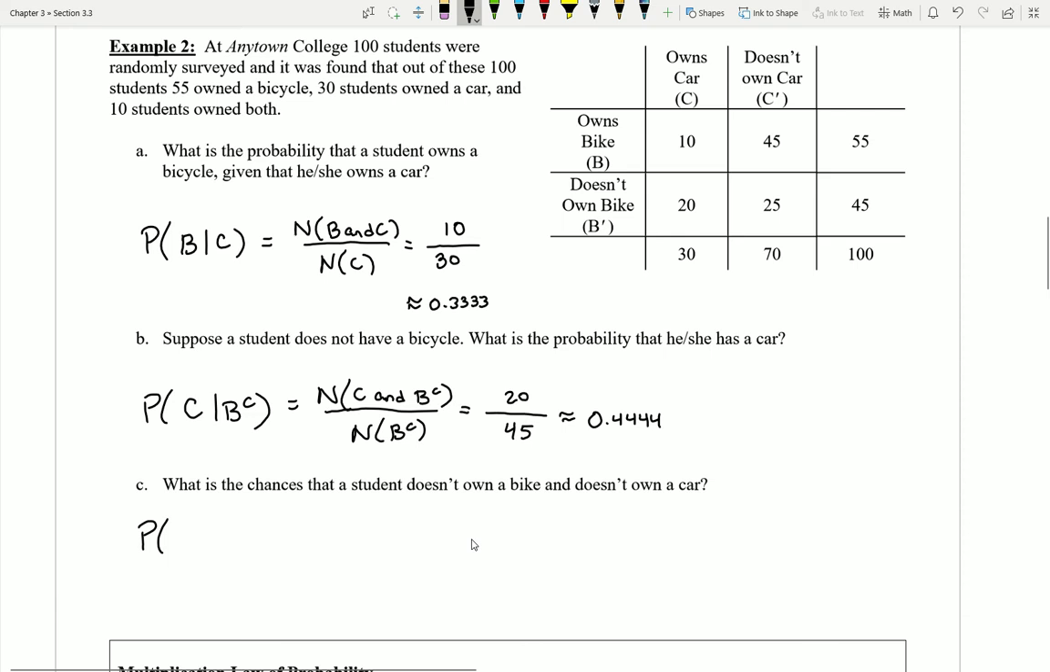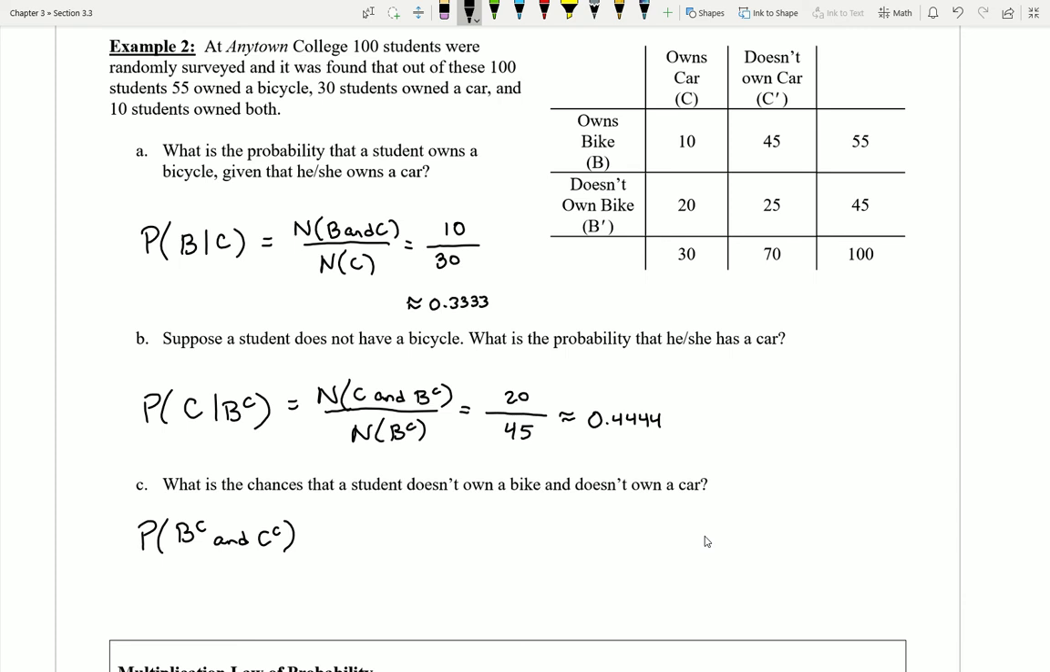What are the chances that a student doesn't own a bike and doesn't own a car? All right, well, let's see. Doesn't own a bike would look like this, and doesn't own a car. Notice nothing here is given. I don't know if this person owns a bike or a car. I'm not saying that I'm already going to go look at people that meet one of these two descriptions. I'm curious about both descriptions. This is an and question.